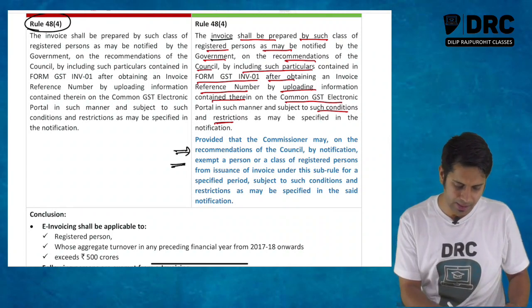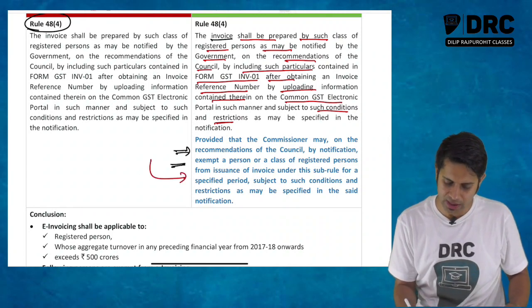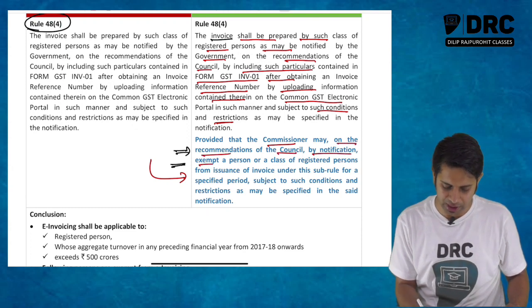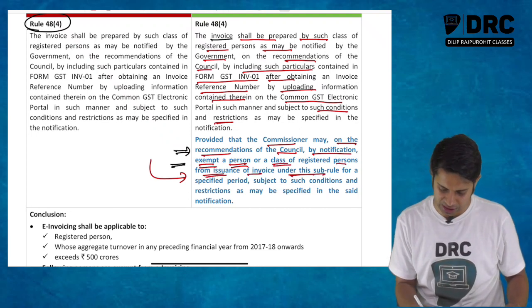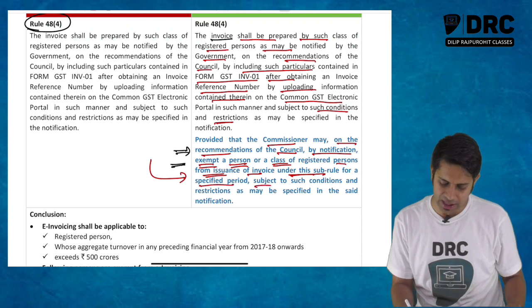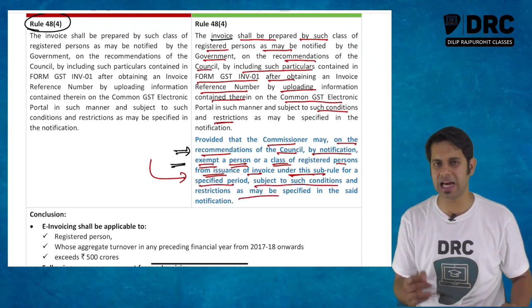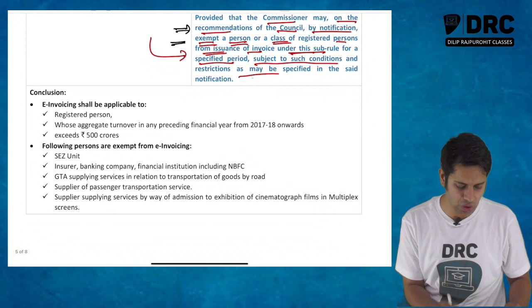The proviso is telling, provided that the commissioner may, on the recommendations of council, by notification, exempt a person or class of registered person from issuance of the invoice under this particular sub-rule for a specified period subject to the conditions and restrictions as may be specified. Now, conclusion.